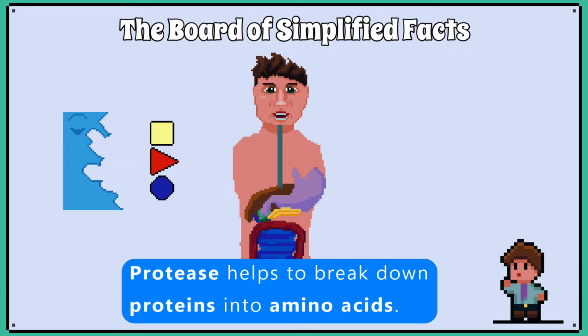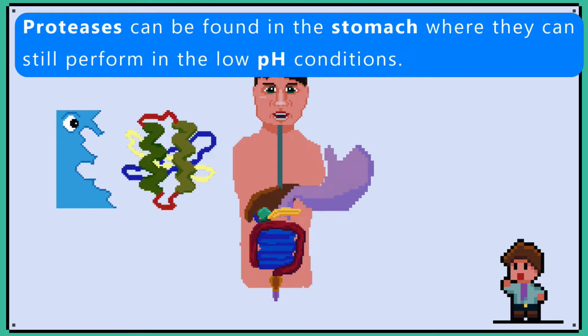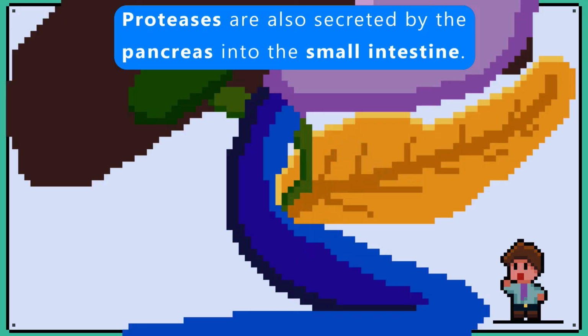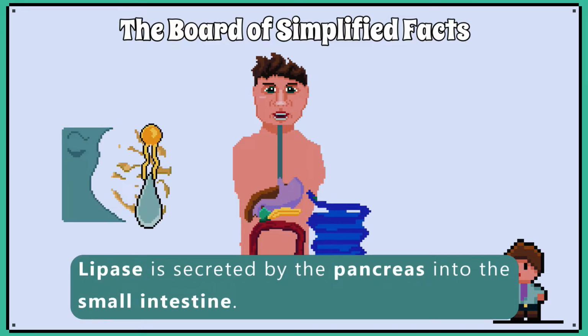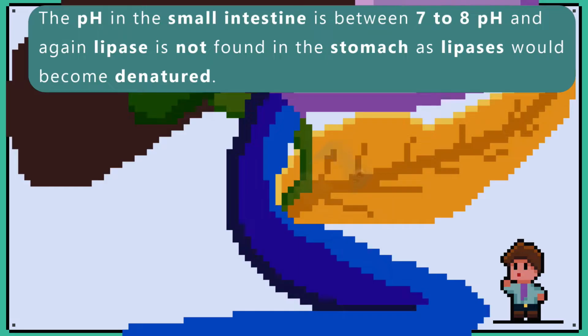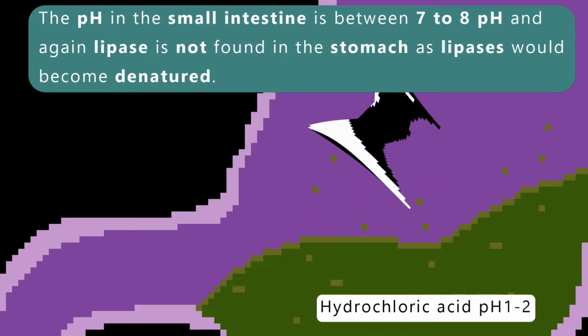Protease helps to break down proteins into amino acids. Proteases can be found in the stomach, where they can still perform in the low pH conditions. Proteases are also secreted by the pancreas into the small intestine. Lipase helps to break down fats into fatty acids and glycerol. Lipase is secreted by the pancreas into the small intestine. The pH in the small intestine is between 7 and 8. And again, lipase is not found in the stomach, as lipases would become denatured in the stomach.